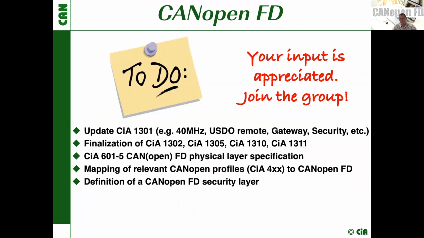Furthermore, I would like to invite you to our working groups. The IG CANopen FD is currently updating 1301, the basic CANopen FD document, with regard to 40 megahertz based bit timing, the USDO remote services, gateway functionality, security, and so on. We are dealing with some CANopen FD issues in document 1301, as explained, the LSS specification, conformance testing 1310, and device description 1311. There are still some extensions planned.